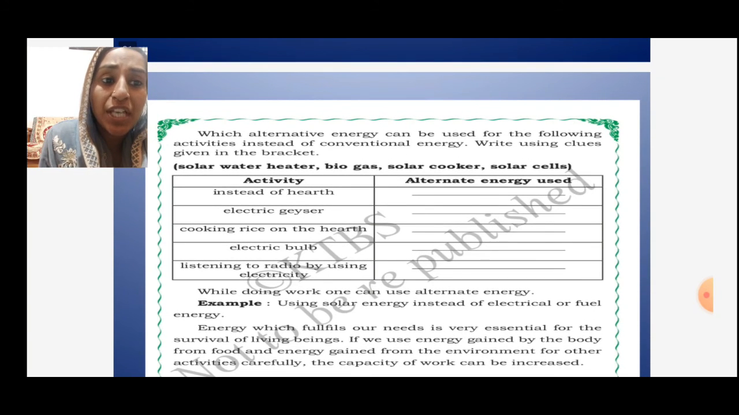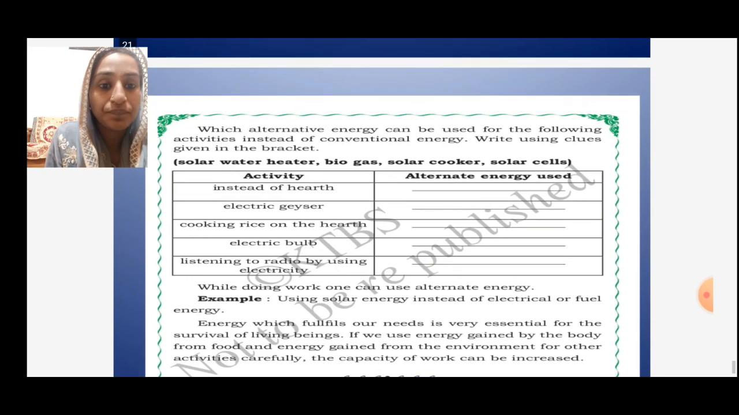Which alternative energy can be used for the following activities instead of conventional energy? Write using the clues given in the bracket: solar water heater, biogas, solar cooker, solar cells. Instead of an electrical geyser, you can use a solar water heater. Cooking rice on the heater, you can use a solar cooker. Listening to the radio using electricity, you can use solar cells.